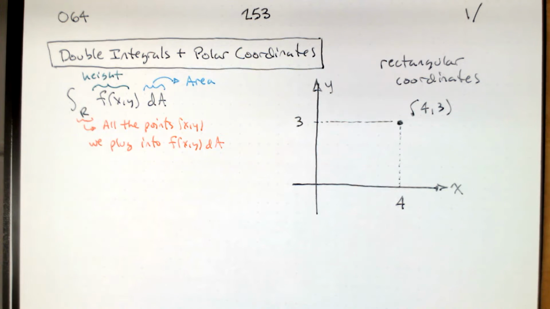The integral over R of f of x y dA will give us the volume under the surface f of x y and above the region R in the xy plane. We do this by taking the function as the height multiplied by the area, which is either a dx dy or a dy dx. And we do this for all the points in R. So the integral is saying plug in all these points into this expression, f of x y dA. That'll give you a little piece of the volume, add up all those.